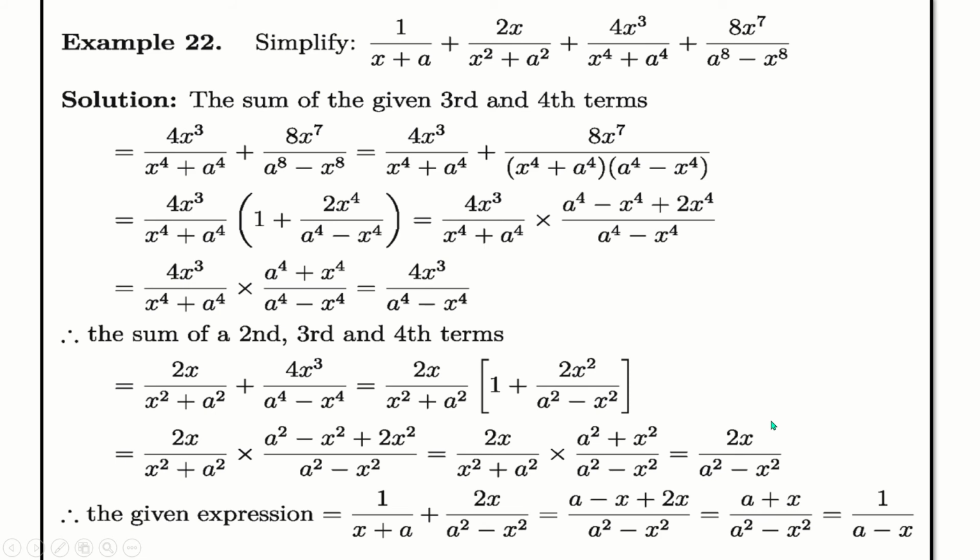Therefore the given expression will be 1 divided by (x plus a) plus 2x divided by (a square minus x square). Okay, and finally we'll get 1 divided by (a minus x). This is the required answer. Clear everyone? Okay.